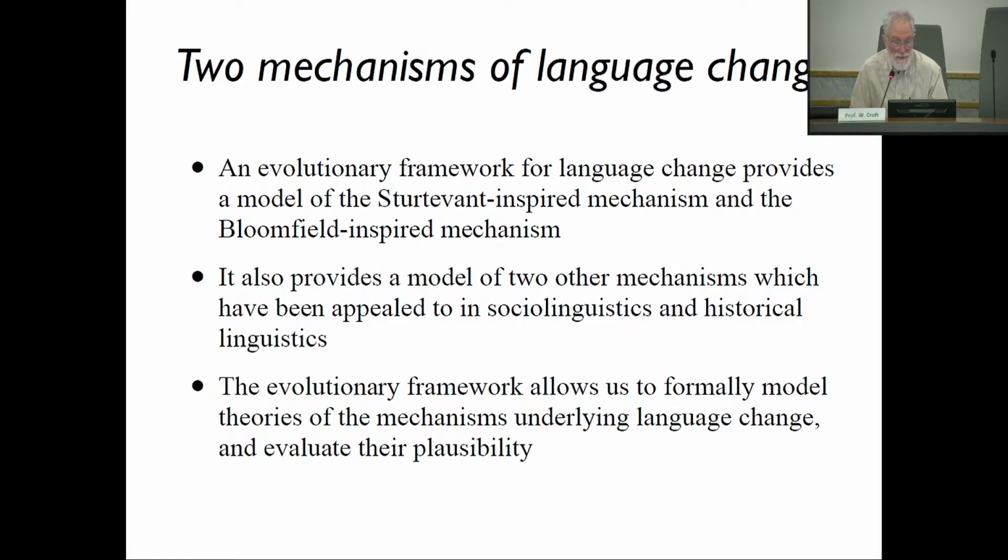And so the evolutionary framework allows us to formally model the theories of these different mechanisms underlying language change and evaluate their plausibility. And I should say their plausibility for particular features of language change. We're not saying that only one of these is operating. We're saying what you observe in language change might be attributable to one or the other of these mechanisms.